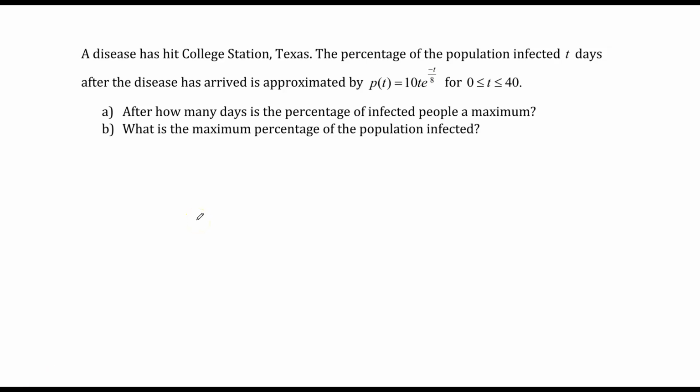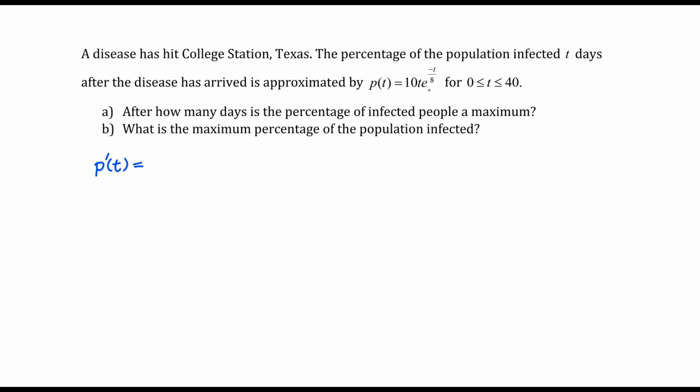Okay, so now let's proceed to find the derivative of the function p prime of t. Note that we have a t here and an exponential function, e to the negative t over 8. That means we are going to use the product rule in this case.